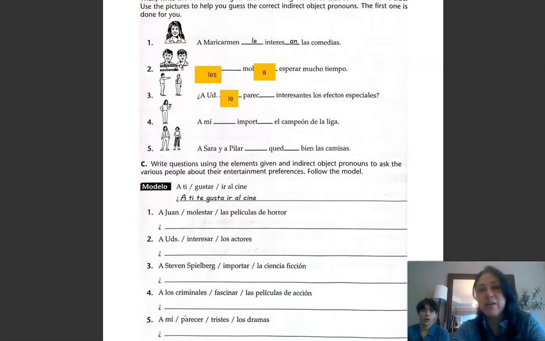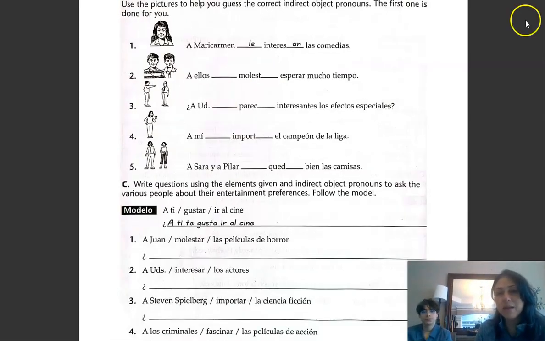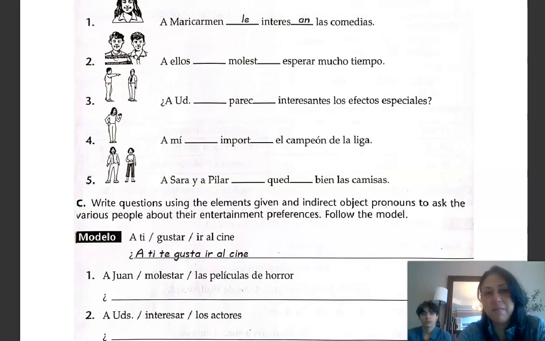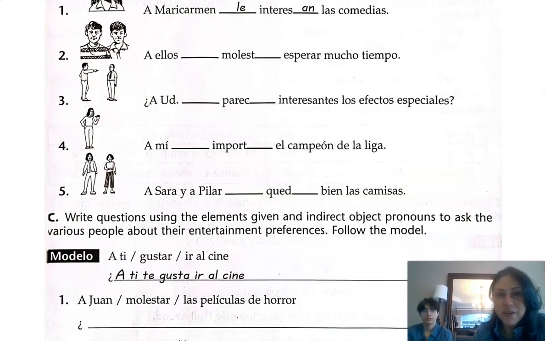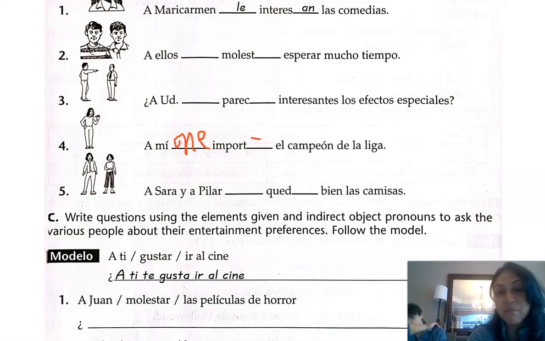Okay, now over here, well, maybe I can do this. A mí what? Me. Good. A mí me. Sorry, I can't write with this pen either. A mí me importa. What's the subject? El campeón de la liga. Yeah. What's campeón? Champion. No. Championship. So that's singular. So a mí me importa.